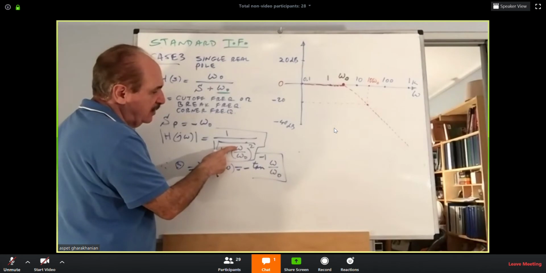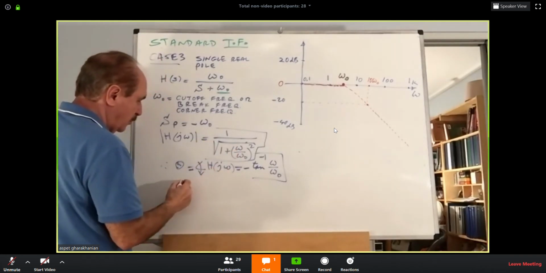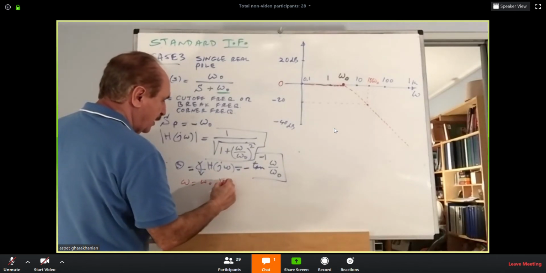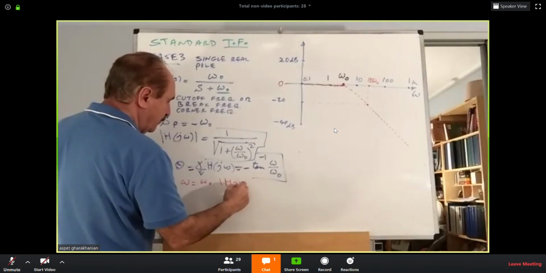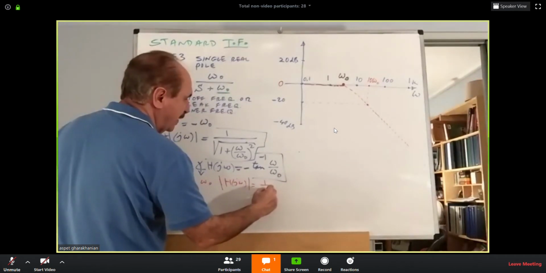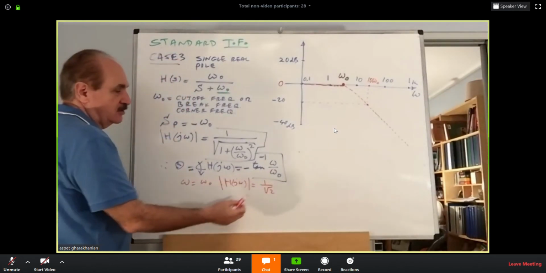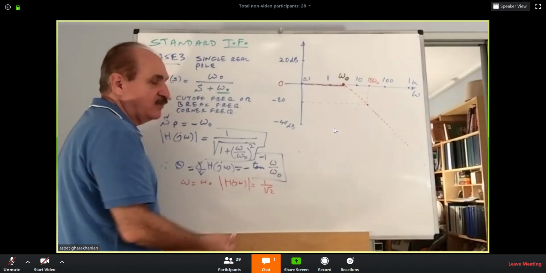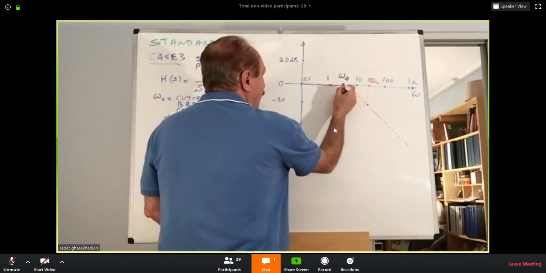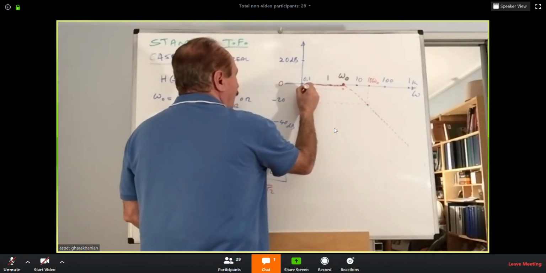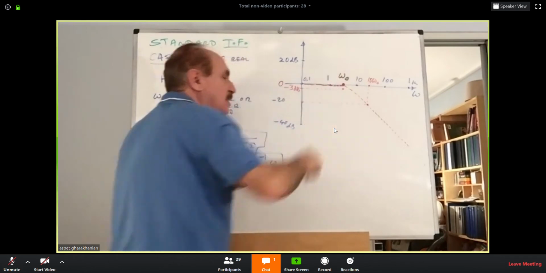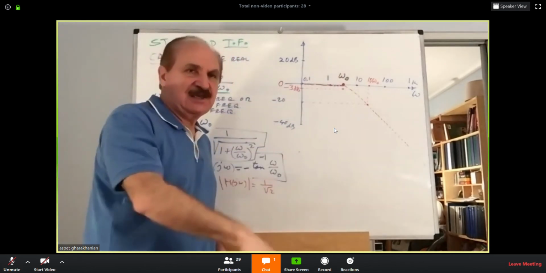Simply substitute omega equal to omega O here. Then you will notice that H of j omega at omega equal to omega O will be equal to 1 over radical 2. So 20 logarithm of 1 over radical 2 will be minus 3 dB. So right there, we know we're going to have a minus 3 dB crossing point or passing point.